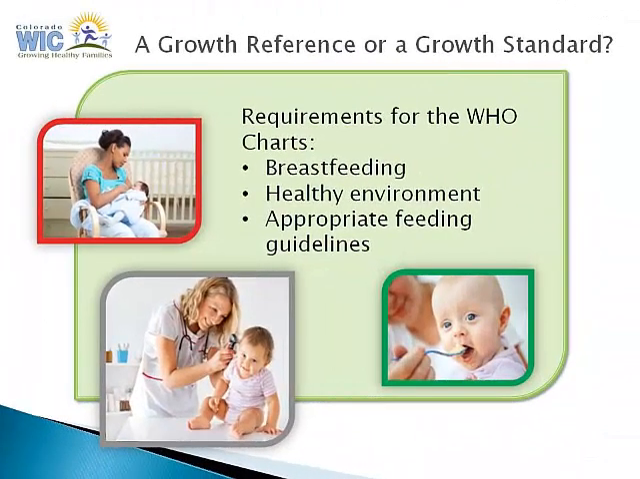The requirements for the WHO data really define ideal growth conditions such as exclusive or primary breastfeeding for at least 4 months and continued breastfeeding for over a year. Growing in a healthy environment which included access to health care and no smoking during pregnancy and breastfeeding. And finally, the caregivers had to follow appropriate feeding guidelines like adding solids by 6 months of age.